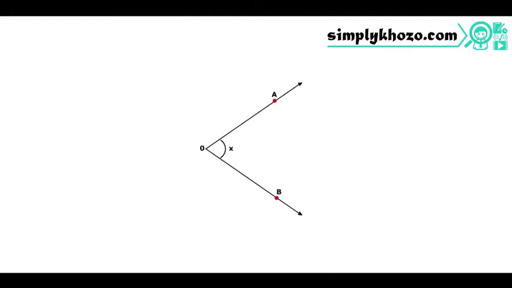In denoting an angle, the vertex of the angle is written in the middle, like angle BOA. Sometimes single letters like X, Y, Z or numbers like 1, 2, 3 also represent an angle. Here angle BOA can also be written as angle O or as angle X. But when we say angle X, we need to specifically write X in the place shown.